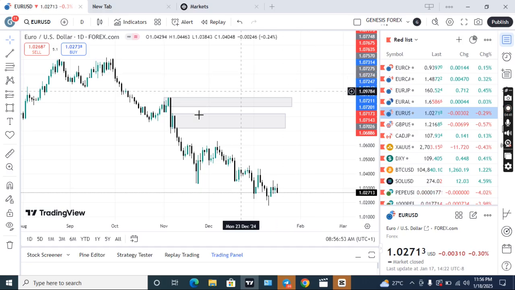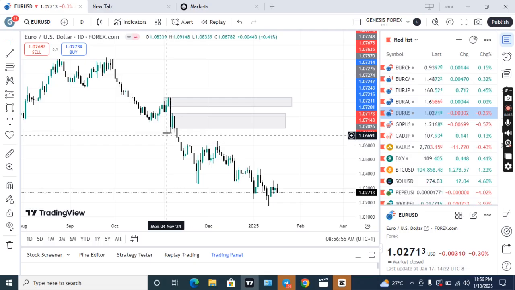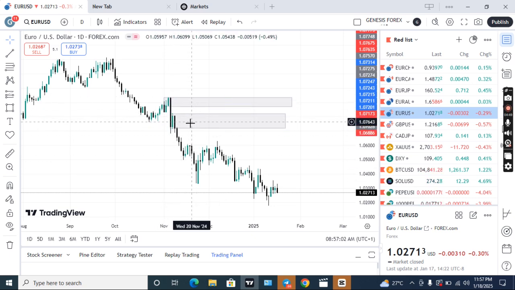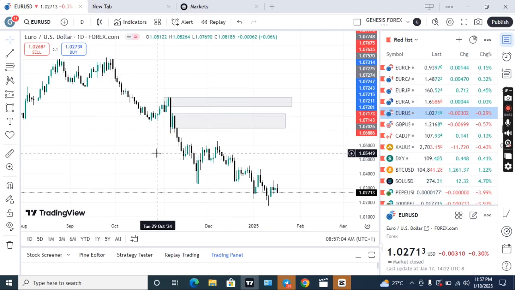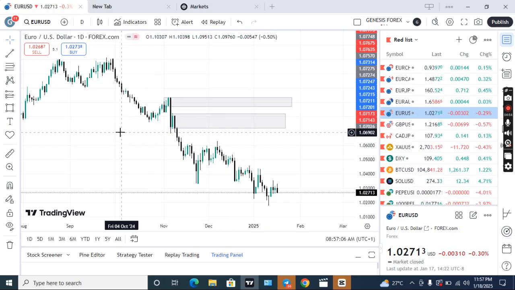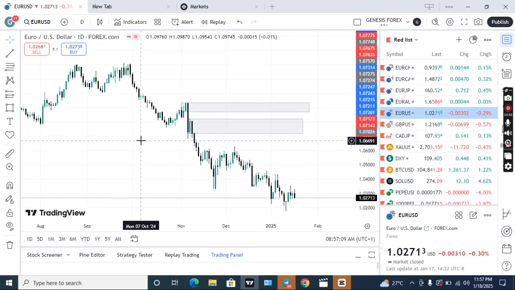So we have this first order block. What's an order block? This is the bearish order block: the last up candle before the down move. So we have 2 order blocks consecutively here, but we have to pick one. Which one should we pick, and what is the criterion for picking it?